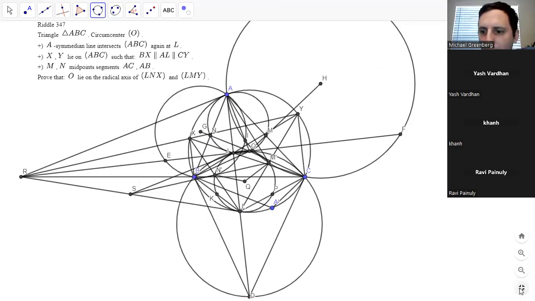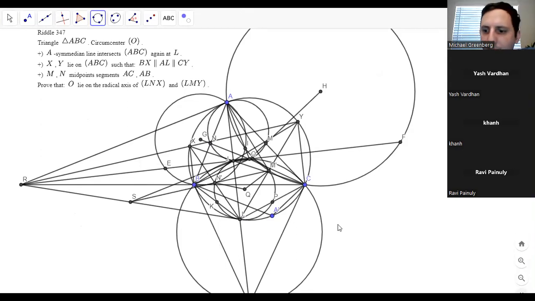So here's an easy one. Looks easy, but I just want to solve a problem.